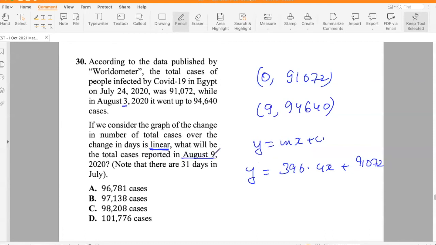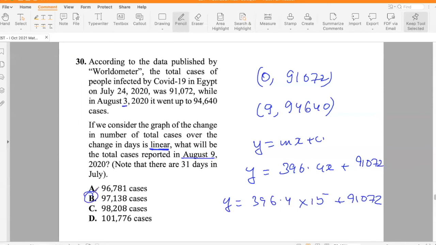So till August 3rd, it was 9 days, right? And then 6 more days. So that becomes 15 days. So X is 15. So Y is 396.4 into 15 plus 91,072. So 396.4 into 15, that plus 91,072. So that's 97,018. So the closest answer is option B.